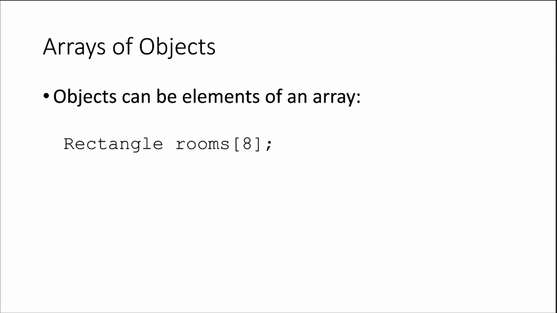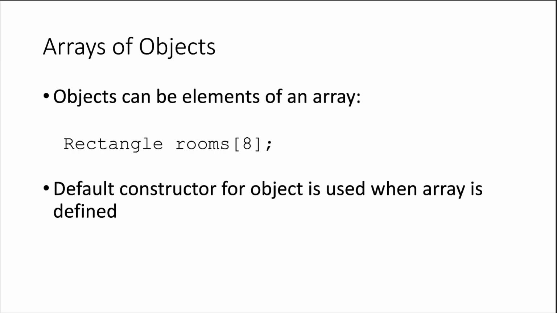Okay, so arrays of objects. Now we are going into arrays of objects. Just as an example, Rectangle is the class name, and rooms of 8 means you have created an array of rooms of type Rectangle. The default constructor of the object is used when the array is defined. We know what a constructor is. Whenever we create objects, constructors get called, right? That's our next topic. Once we finish this, we'll go into constructors and destructors as quickly as possible.